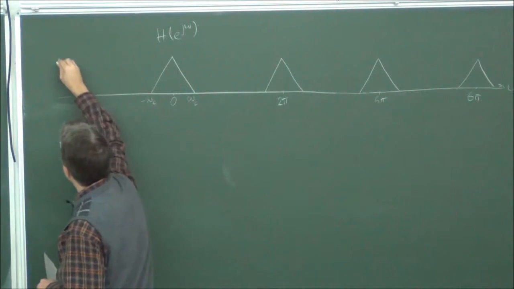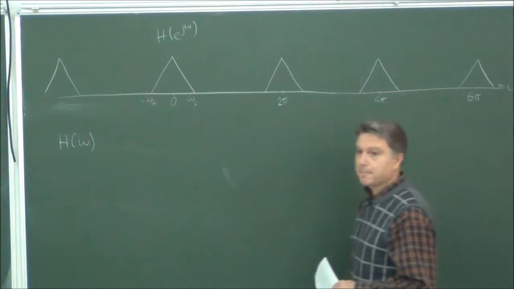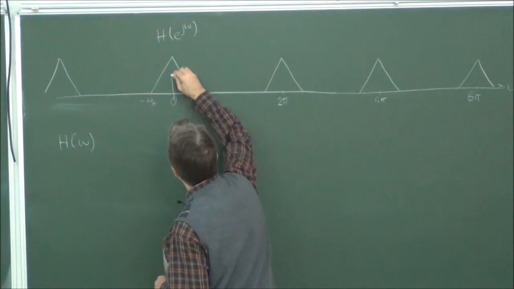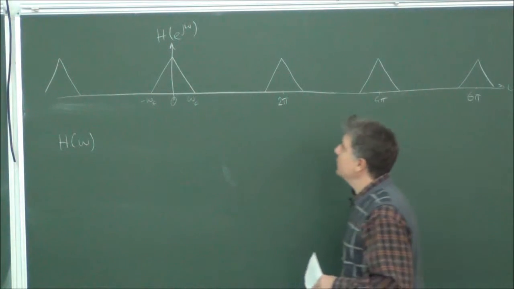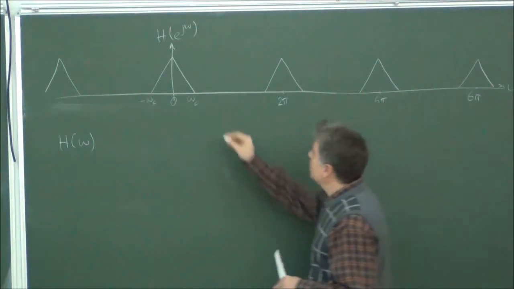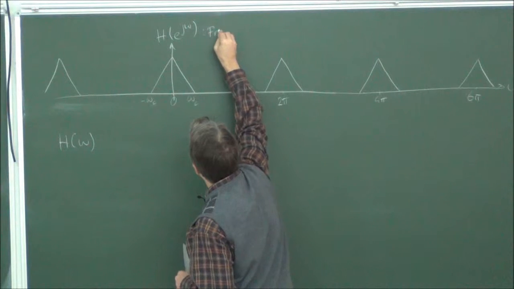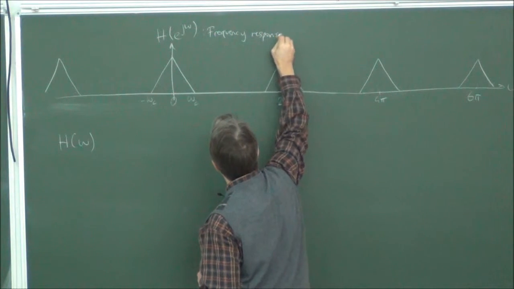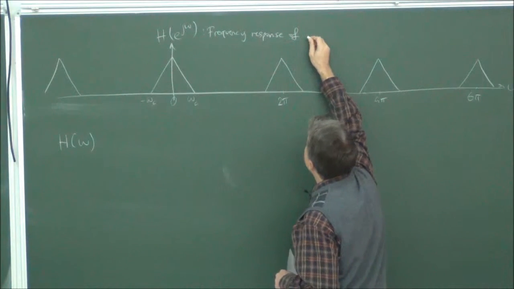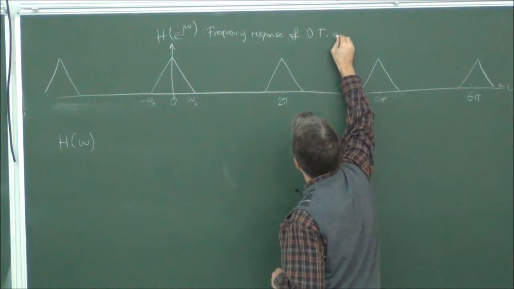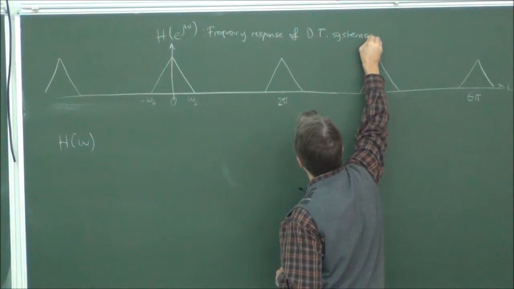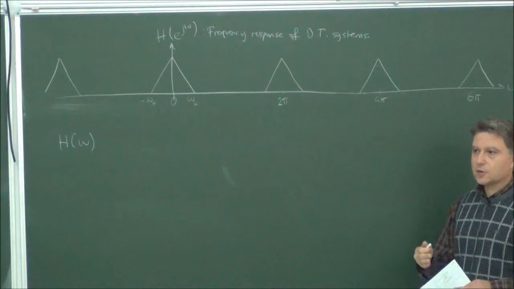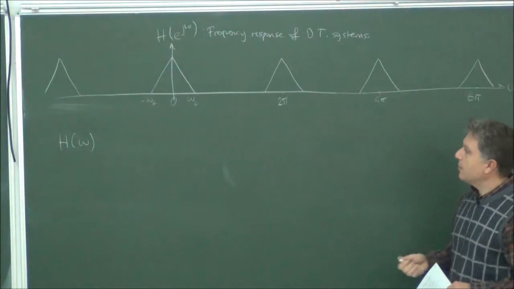And in the negative axis as well. So this is the shape that you expect for H of e to the j omega, the frequency response of discrete time systems. And it has a relation with h of n. Of course, it can be derived from h of n.